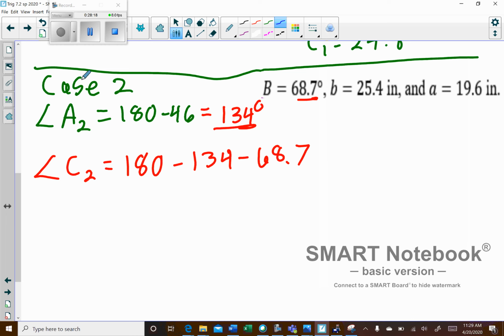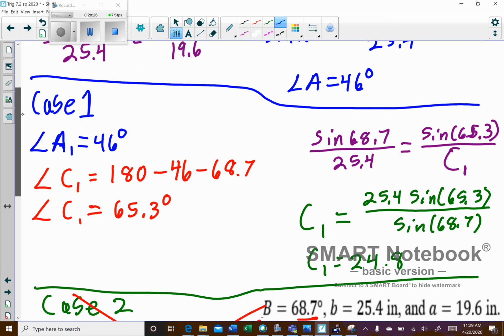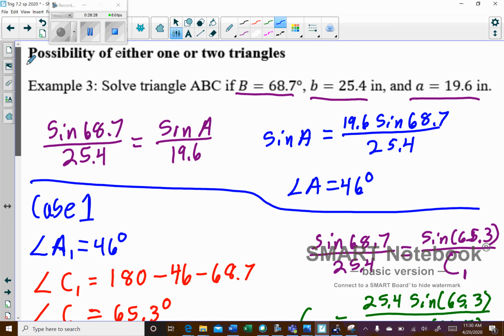So you just don't really worry about it. There isn't a second case. And so with the given conditions, this is the only possible triangle that you can come up with. I hope this helps you out.